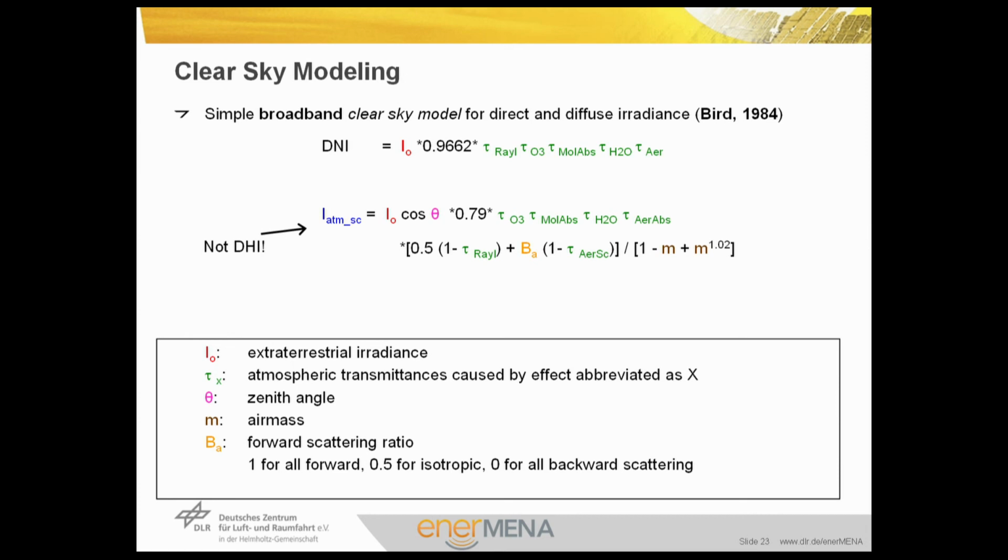We can now use I atmospheric scattering to calculate the GHI. The GHI is given by DNI times the cosine of the zenith angle plus I ATM-SC divided by 1 minus Rg times Rs. Rs stands for the albedo of the sky and Rg stands for the albedo of the ground. This gives you an idea of the different influences that have to be considered in a clear sky model. If we now know DNI and GHI and the solar position, we can also calculate DHI.